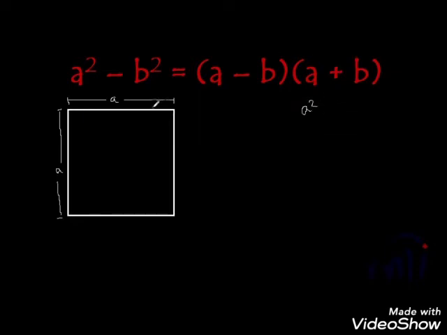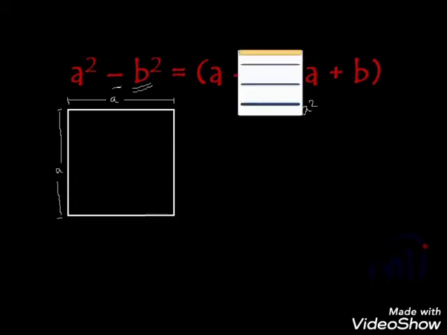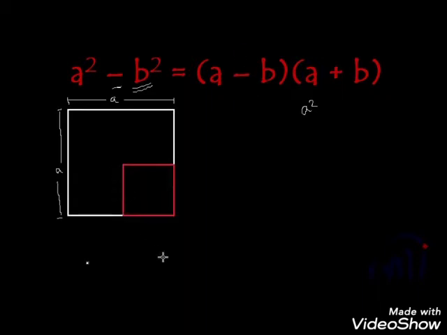And now what we have to do? Now we have minus b square. That means we have to remove a square from this area whose one side is equal to b. So I'm going to do that. So this is the square whose area is b square, right? That means each side of the square is equal to b. This is b and this is also b, right? So a square minus b square will be the remaining area.